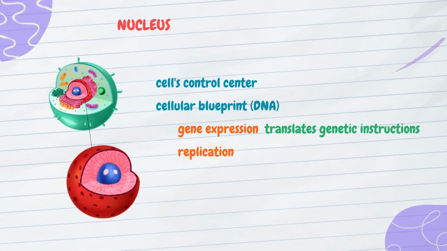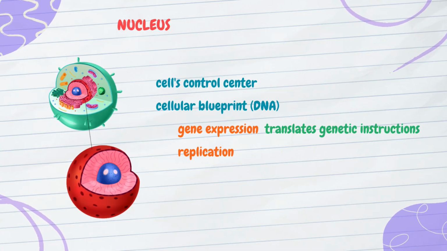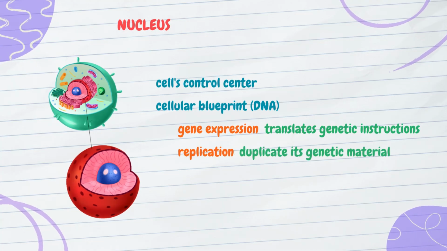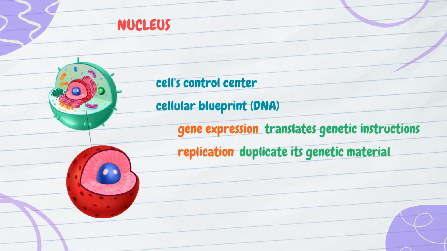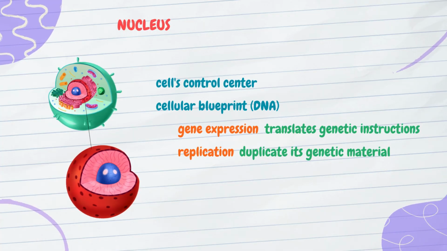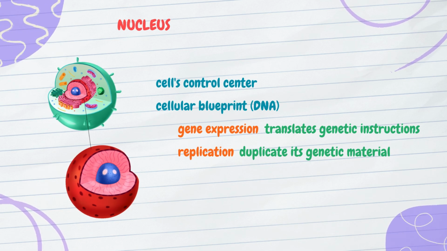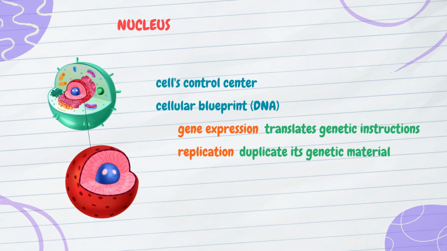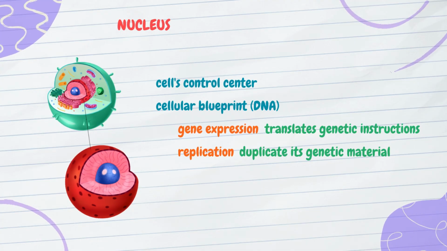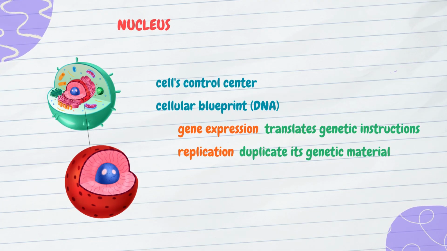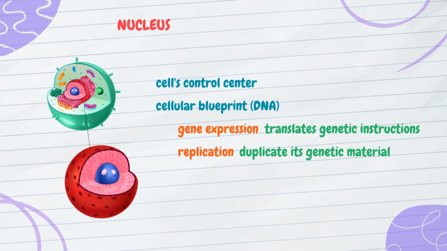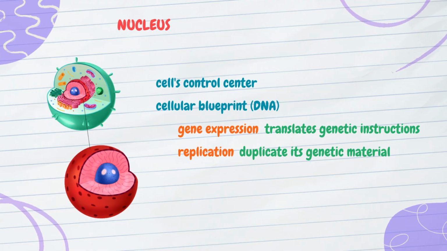Replication, on the other hand, is akin to the cell's ability to duplicate its genetic material. This process ensures that as cells divide and multiply, each new cell receives an accurate and identical copy of the genetic information stored in the DNA. Imagine it as creating a precise copy of a crucial manual to ensure that every new employee cell has the necessary instructions for carrying out its designated tasks.